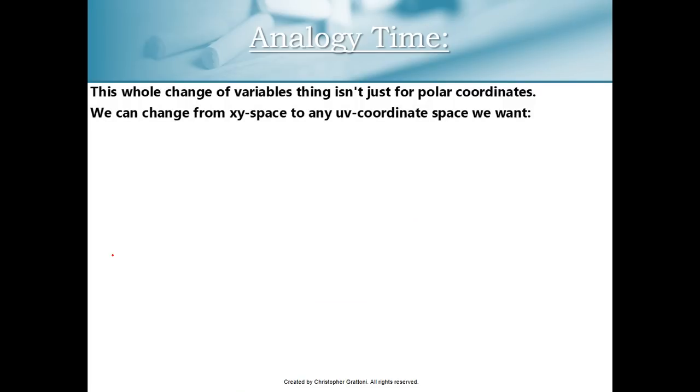I mentioned this on Friday, but it's probably worth mentioning again. This whole change of variables thing is not just for polar coordinates. It's going to work for any sort of parameterization that you can come up with, any sort of mapping between xy space and uv space that you can think of. And the cool thing is, you might ask, how do I think of good mappings? Well, anytime you can parameterize a region, you can map that region to a new coordinate space.